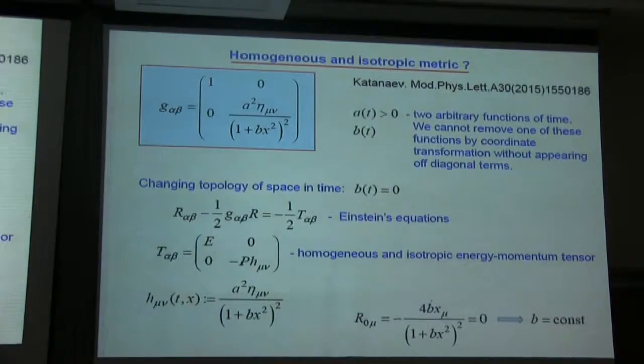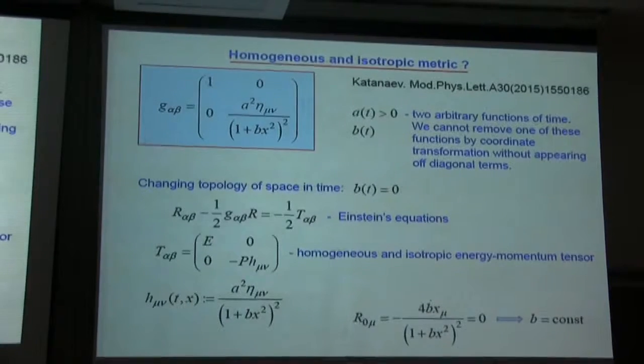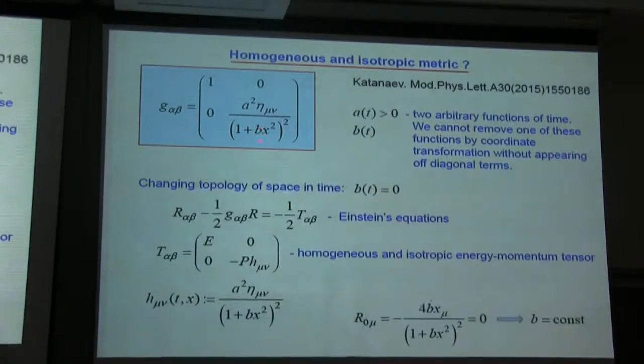So, at first sight, this is a generalization of the Friedman metric because it contains not one but two arbitrary functions of time, and they cannot be removed. And why is this metric interesting? Suppose you have a solution of Einstein equations where B goes through 0. It means that the topology of space will change during the evolution of our system. Therefore, it seems to be interesting. We do not know such solutions at the moment.